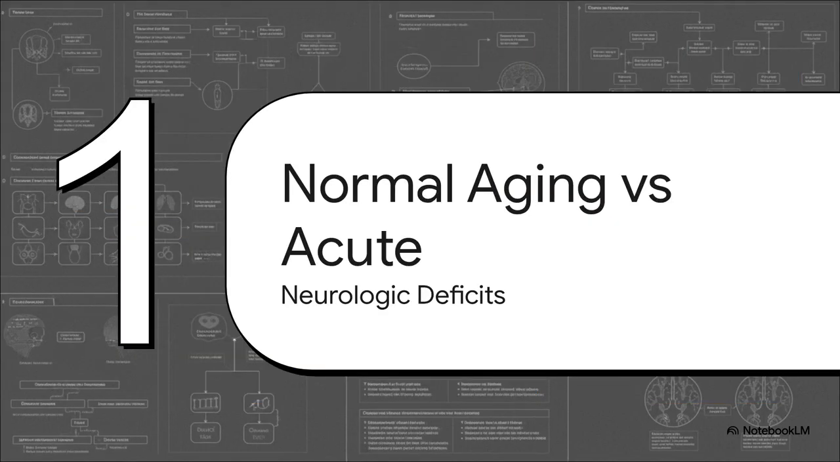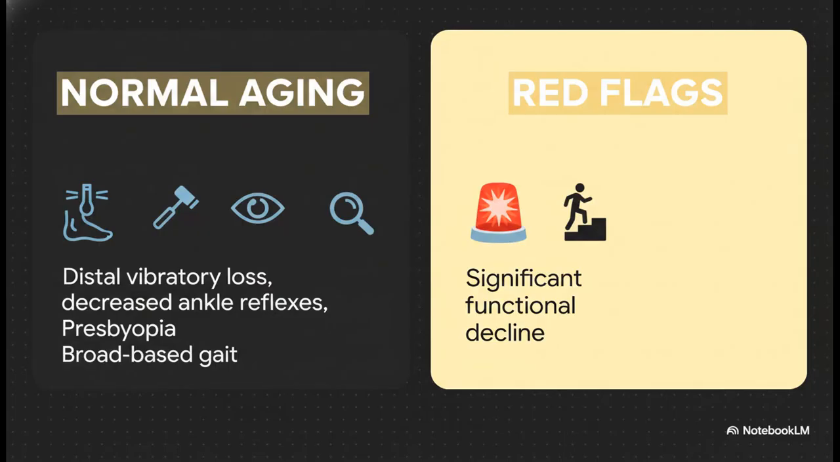Starting with Section 1, normal aging versus acute deficits, it's absolutely crucial to distinguish a benign baseline change from a glaring pathological red flag. So keep in mind a slow decline in things like executive function, attention span, and problem solving after age 70, that can actually be completely normal. Normal aging also frequently comes with a loss of distal vibratory sensation, decreased ankle deep tendon reflexes, a sluggish pupillary light response, presbyopia, decreased hearing, and even a broad-based gait with a shortened stride.